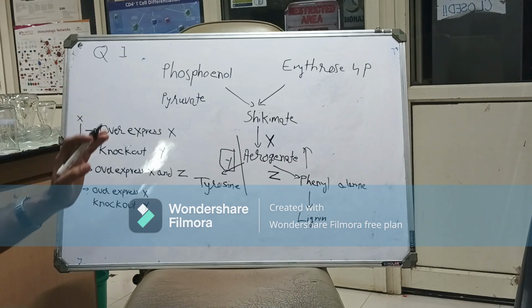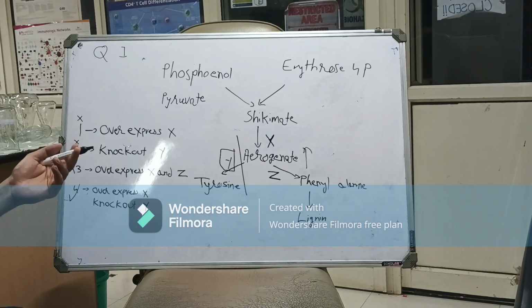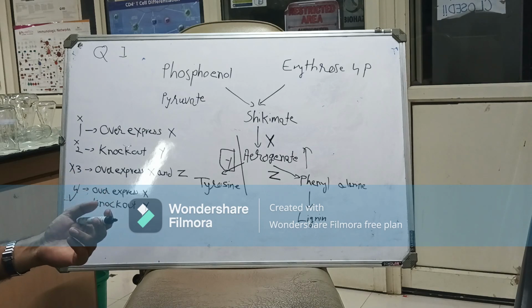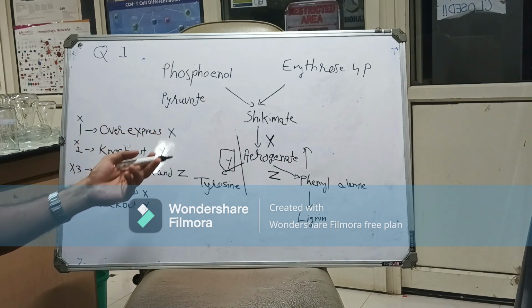Now this is fine on paper, that we can knock out the gene for tyrosine production, but let me know in the comments if you think that this will be a practical solution.